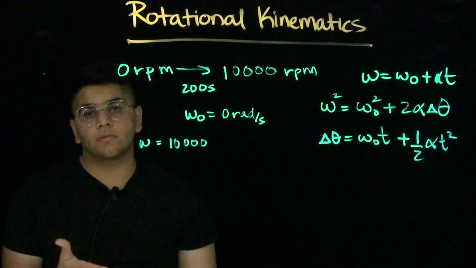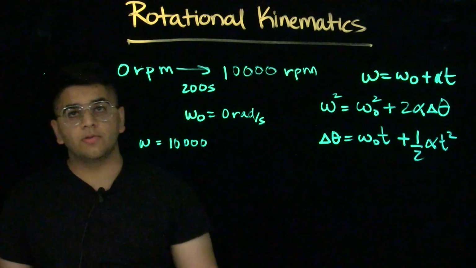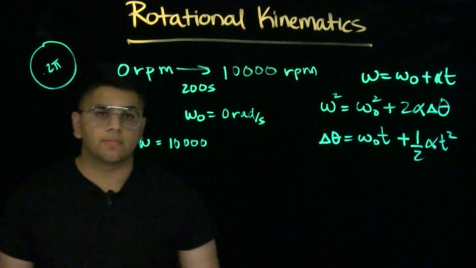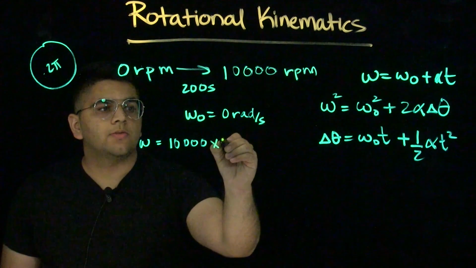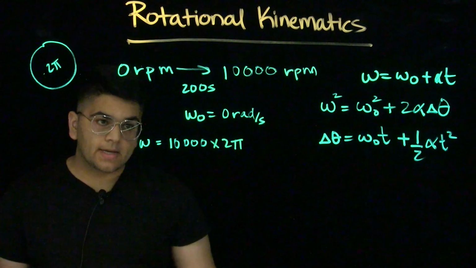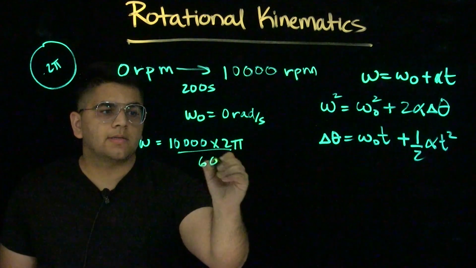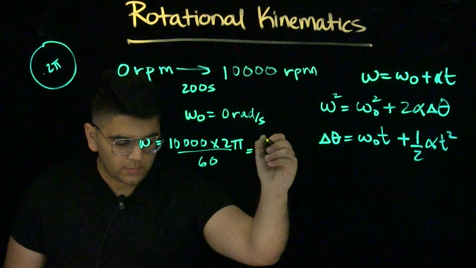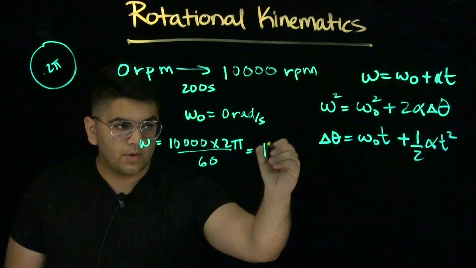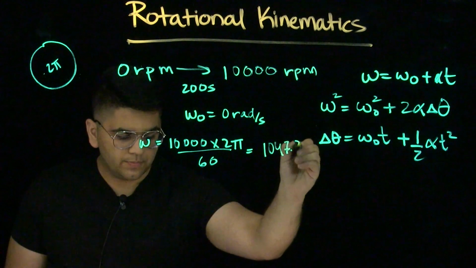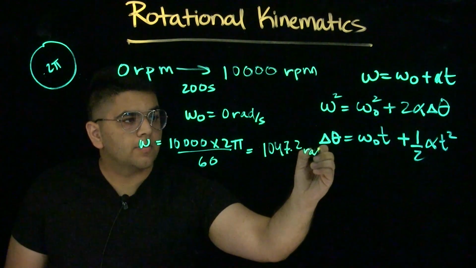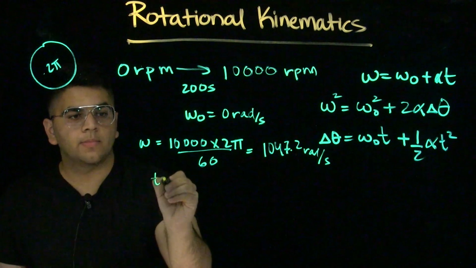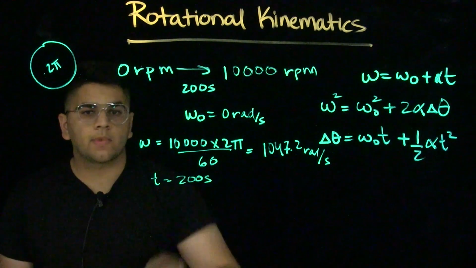How do we go from revolutions to radians? Each revolution is a change of 2 pi radians. So 10,000 times 2 pi, and as we want seconds, we'll divide this by 60 to get radians per second, which will be 1047.2 radians per second as our final angular velocity. And we have time as 200 seconds.